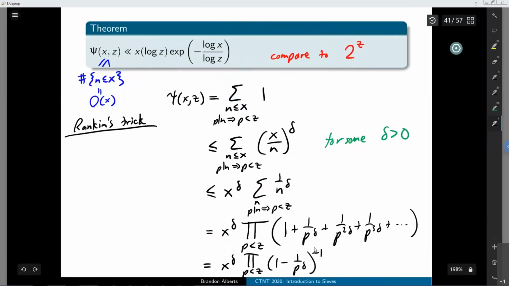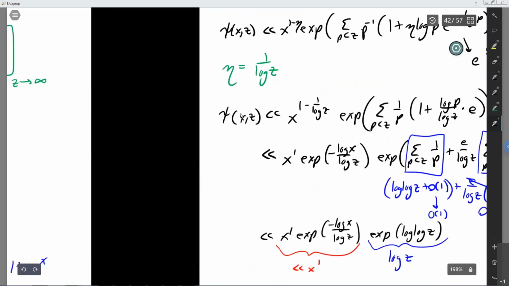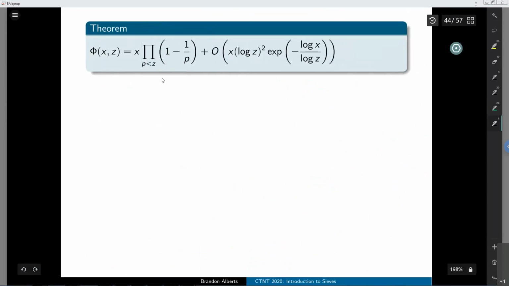So let's go forward. We'll remember the upper bound for C is x log z times this exponential. And then we'll be able to prove this result for phi. We got the same main term as earlier, and our error term is only a little bit worse than C, but possibly a lot better than 2 to the z, that original exponential error term that we had before. All right, and so where does this come from?